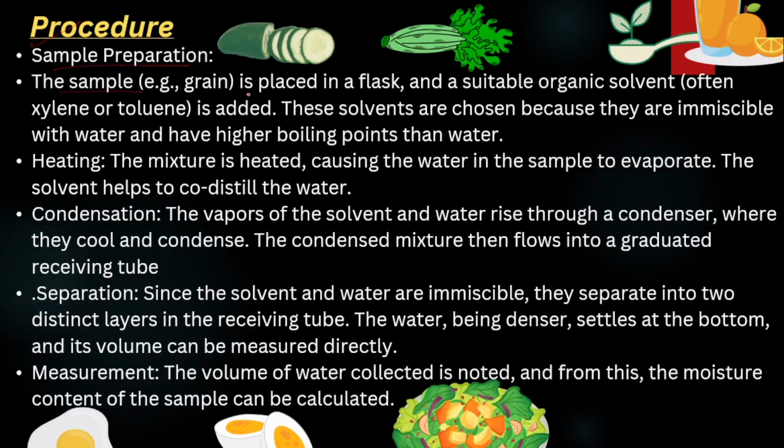The sample, that is grain or any food product, is placed in a flask and a suitable organic solvent, often xylene or toluene, is added. These solvents are chosen because they form azeotropes with water, allowing water to distill at lower temperatures than its normal boiling point.